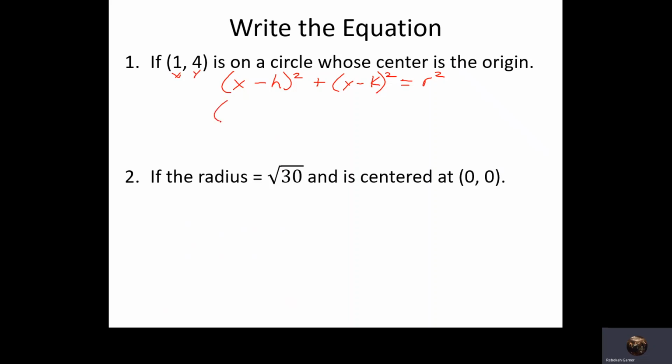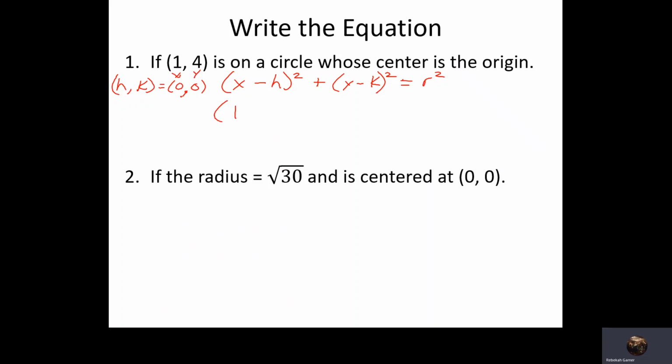So I'm gonna plug in 1 here, and then the center is the origin. What would my point be for the origin? H and K would be equal to 0, 0. Are y'all with me? Because the origin is 0, 0. Anytime the word origin is mentioned in math, it's talking about 0, 0.